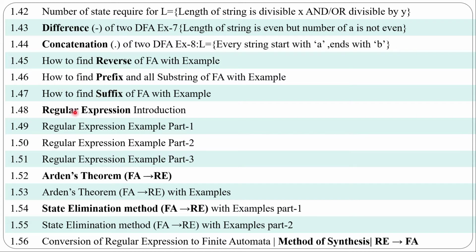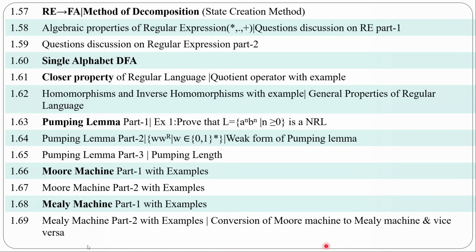Chapter 1.48 is regular expression. I discussed lots of examples. 1.52 is Arden's theorem, how to convert finite automata to regular expression. Then 1.54 is the state elimination method, finite automata to regular expression conversion. Then 1.56 is the method of synthesis, that is regular expression to finite automata conversion. Then 1.57 is regular expression to finite automata conversion by the method of decomposition.